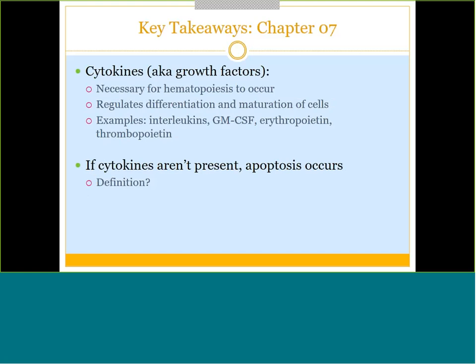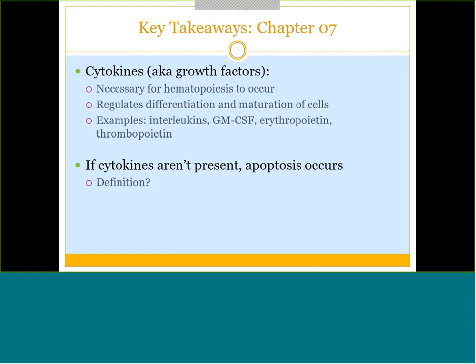In order to get to these mature cells at the bottom, from the stem cell down to the mature, you have to have cytokines present along the way. These are also known as growth factors. So if you don't have them, you'll never have hematopoiesis fully occur. The cells will die off. So again, very important to help regulate differentiation and maturation of cells so that we can go from the stem cell down to the mature cells.